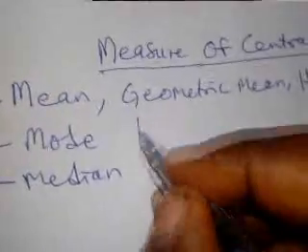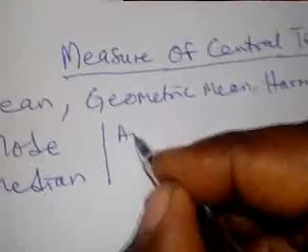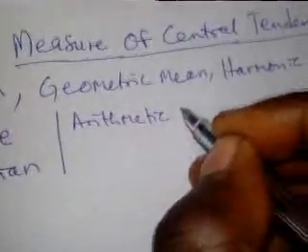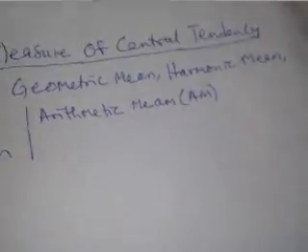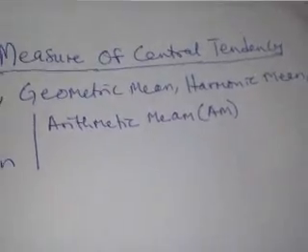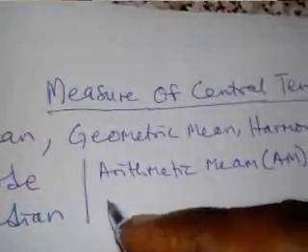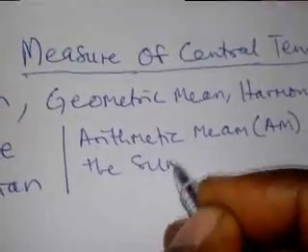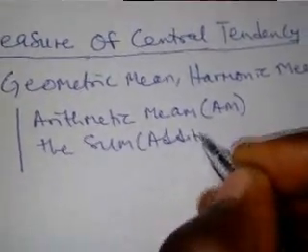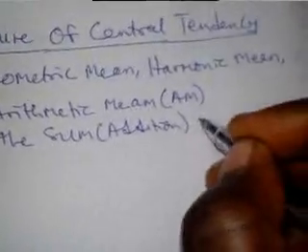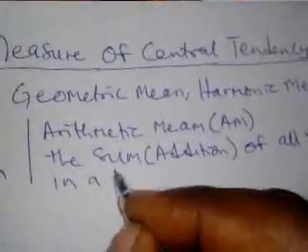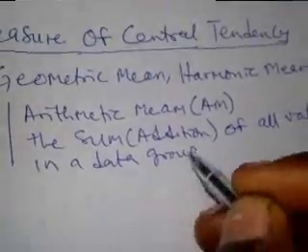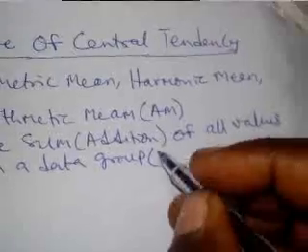So what do we mean by mean or arithmetic mean, which I call AM? What do we understand by the mean? The mean simply is the sum of all values in a data group divided by the number of values. When you talk about the sum, you mean the addition of all values in a data group. In computer science, we say in a data set.